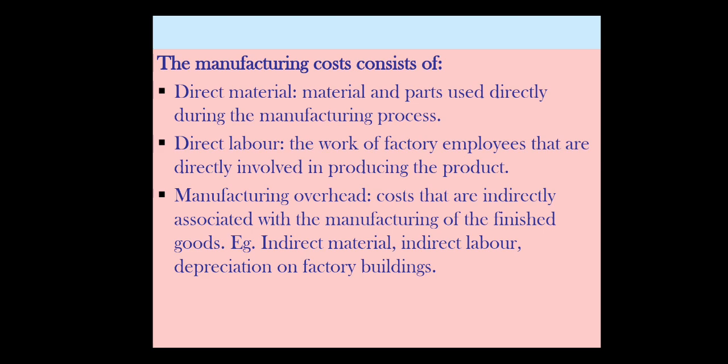For example, salary for the supervisors. Like I said earlier, if you have a factory, you have many workers, you have to appoint supervisors to monitor the workers, to help the workers with the production process. So the salary of the supervisor is a manufacturing cost. And then you may have maintenance workers. The maintenance worker is not involved in the production process, but he maintains the machines and the equipment that you have in a factory.